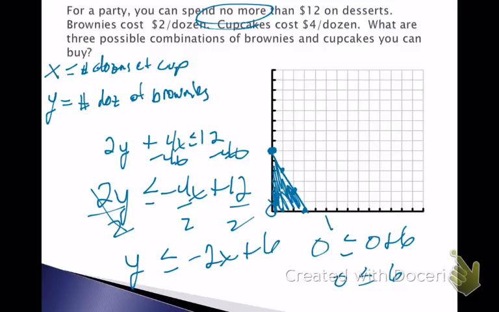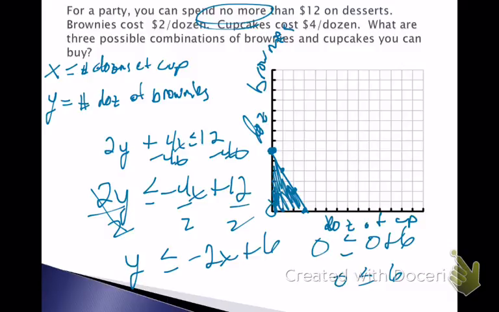This is dozens of what? Cupcakes. This is pretty sloppy. And then y is dozens of brownies. And we can't have negative dozens. Okay? So going to the negative side of the x and y axis doesn't make any sense.